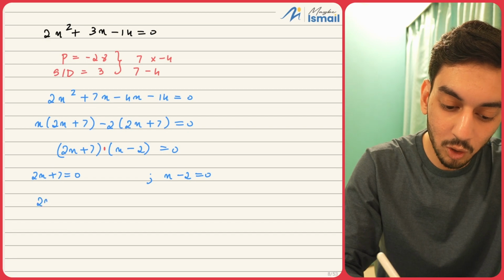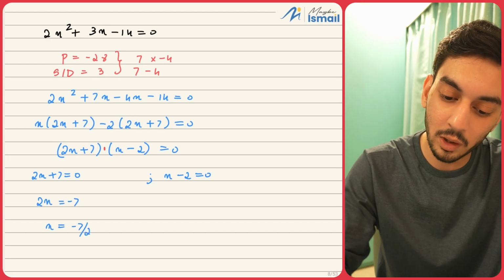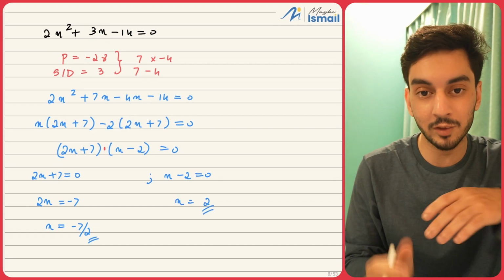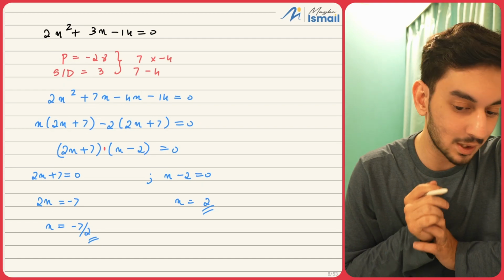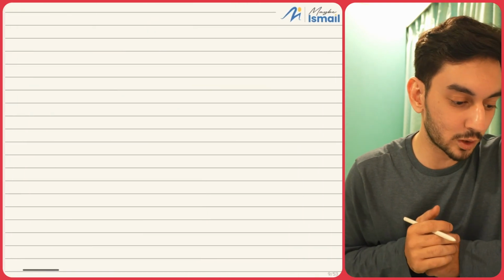Over here, 2x is equal to negative 7, and finally x is negative 7 over 2. And over here, x is just equal to 2. So these are the two answers after solving this long of a question. Okay, I hope that is very clear to everybody. Let us move ahead to the next question.